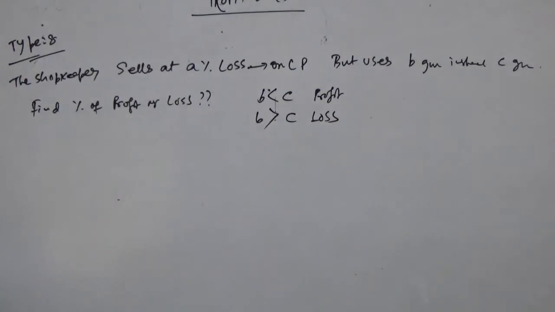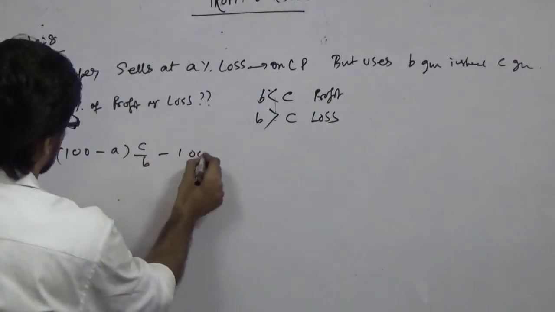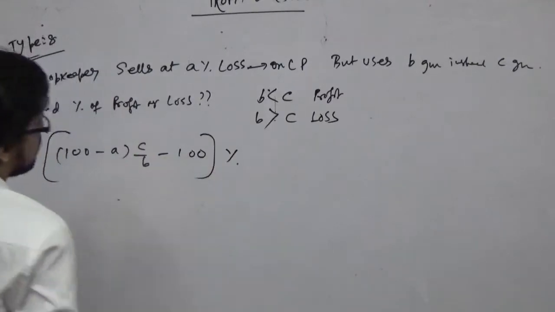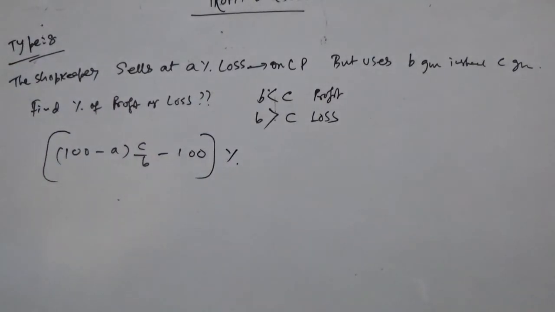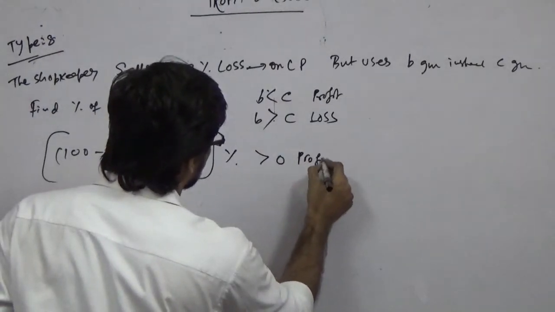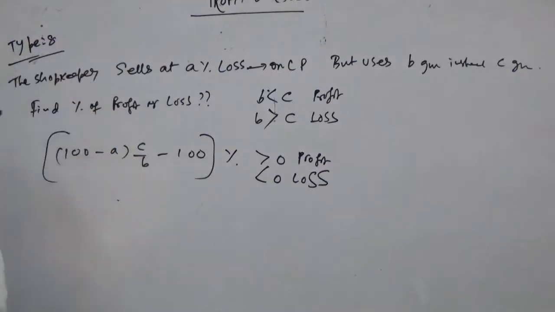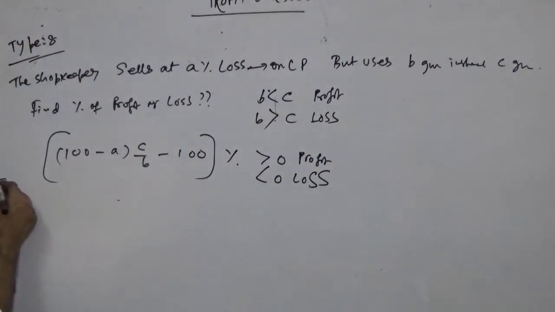So what is the formula for that? That is (100 minus a) into C by B, minus 100, in percent. This is the shortcut formula. That whole expression in percentage is the amount of profit or loss. Ultimately, if this sign is greater than 0, then it is profit. If it is less than 0, then he is making a loss. Generally, you will find it as a profit percentage.